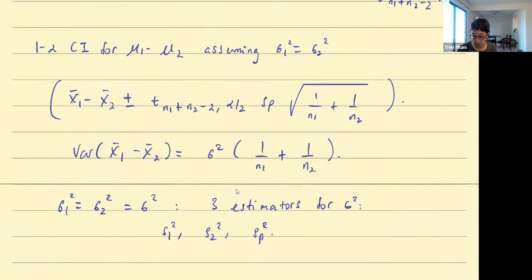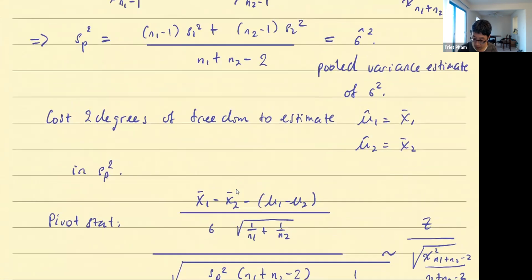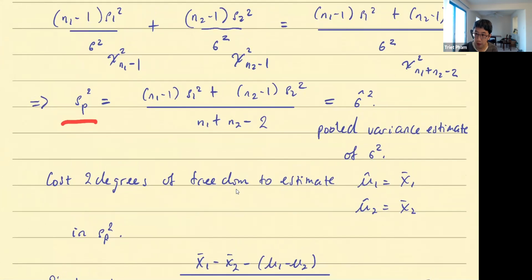Agree? Where obviously the motivation is S1 square is you ignore the sample 2, you just do sample 1. S2 square, you ignore the first sample. SP square, you pool the 2 samples together, right? And by the way, this is the definition. You pool the information together.